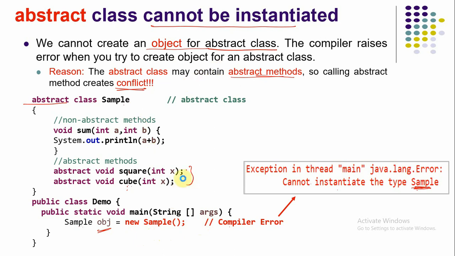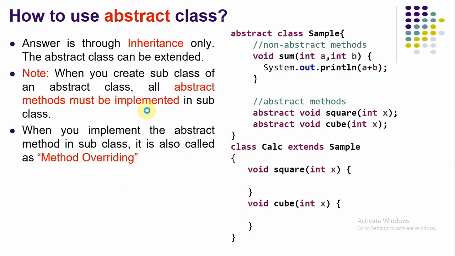So object creation is not possible. Then how will you use these two functions? How will you use this function? It may be a question for you, right? You can understand this by another concept. Basically, for an abstract class you cannot create an object. So how can we use abstract classes? The only way to use abstract classes is through inheritance. So an abstract class can be extended. Extended means you can do inheritance, you can create subclasses.